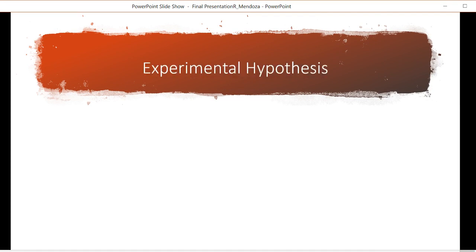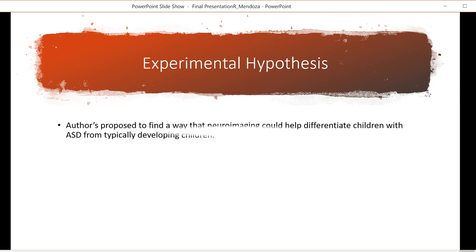Experimental hypothesis. The authors proposed to find a way that neuroimaging could help differentiate children with ASD from typically developing children. The authors postulated that the functional connectivity of children with ASD would demonstrate either hyper or hypoconnectivity specific to the anterior insular cortex, anterior cingulate cortex, and anterior insula, or what makes up what neuroscientists refer to as the salience network.